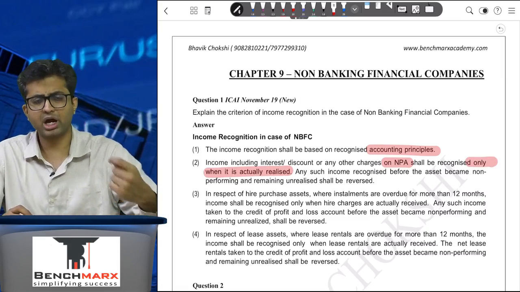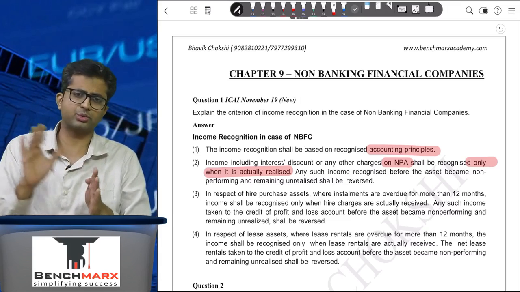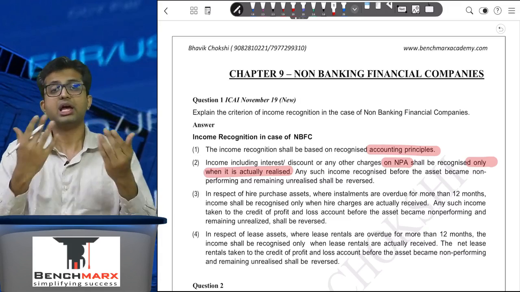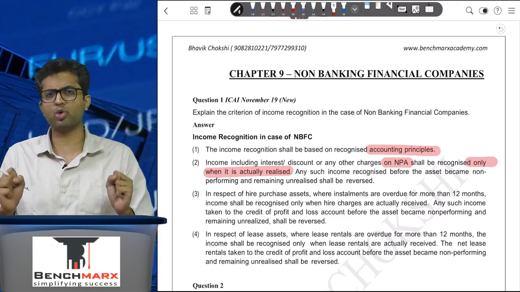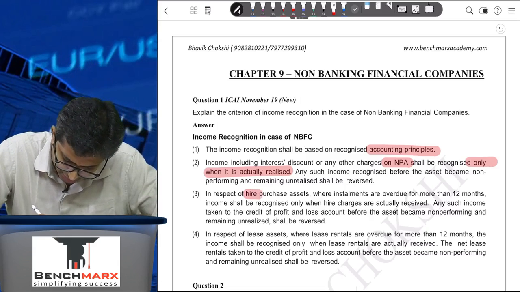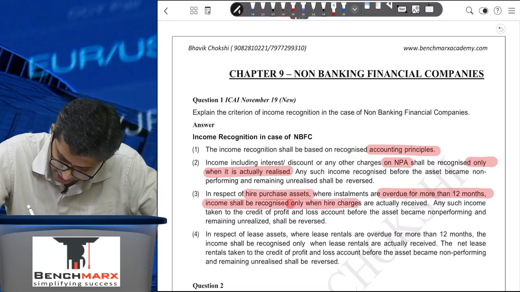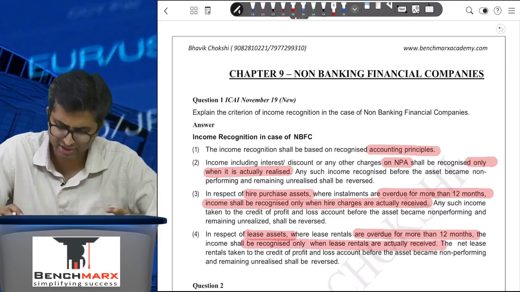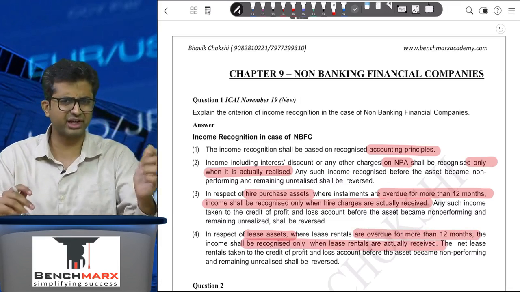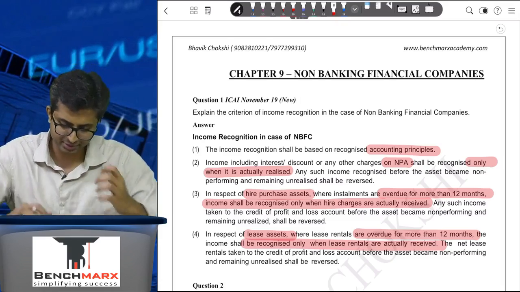In respect of hire purchase, if for a period of 12 months you have not received anything, then income will be recognized only when hire monies are received. Similarly, for leased assets, if the overdue amount continues for 12 months, we will recognize income only when actually received. So for hire purchase assets overdue more than 12 months, income should be recognized only when hire charges are received. Same for leased assets: if overdue is more than 12 months, income shall be recognized only when lease rentals are received. I'm doing all of this slightly quickly so that we cover as much as possible in the least amount of time.